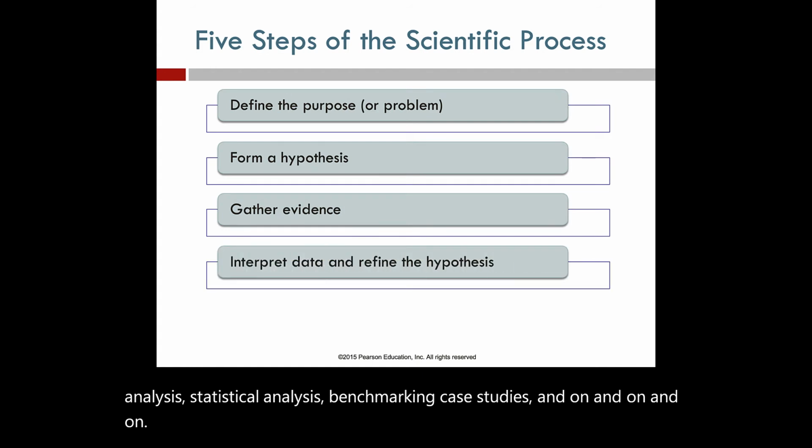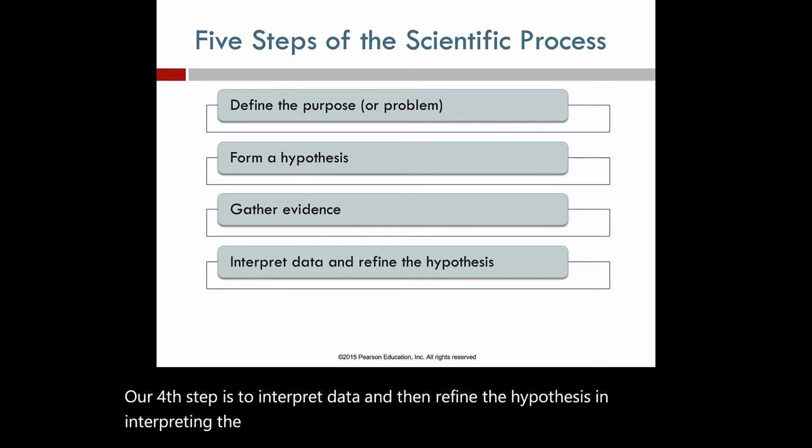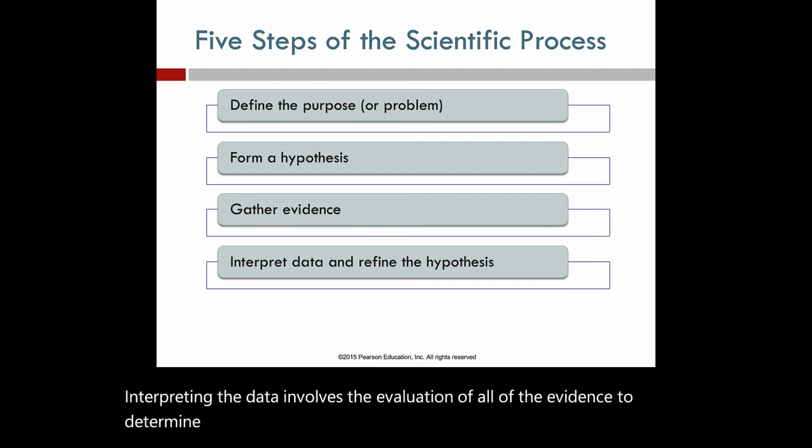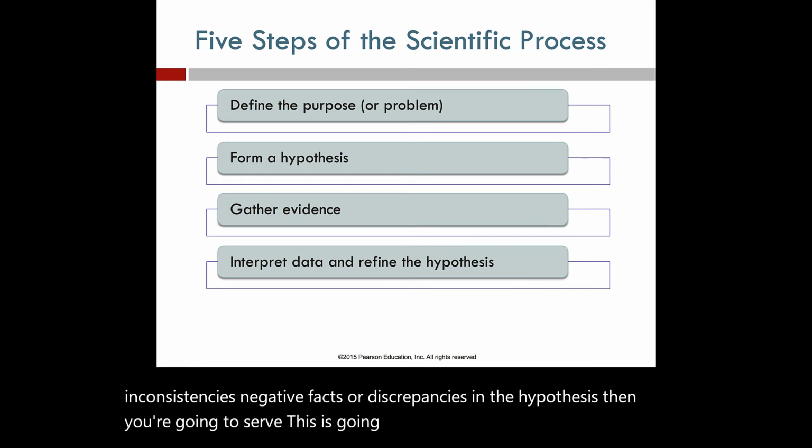Our fourth step is to interpret data and then refine the hypothesis. Interpreting the data involves the evaluation of all of the evidence to determine the probability that this hypothesis is true. If you have any inconsistencies, negative facts, or discrepancies in the hypothesis, then this is going to serve as the basis for you refining or adjusting your hypothesis.